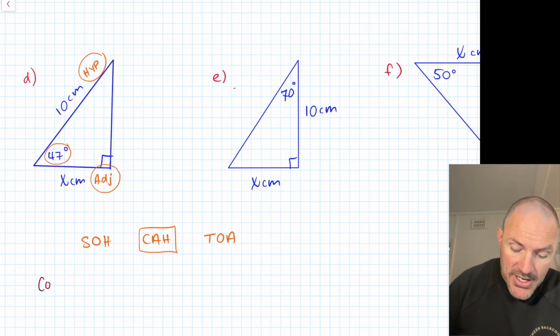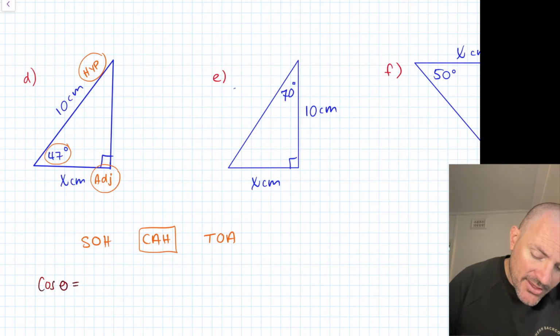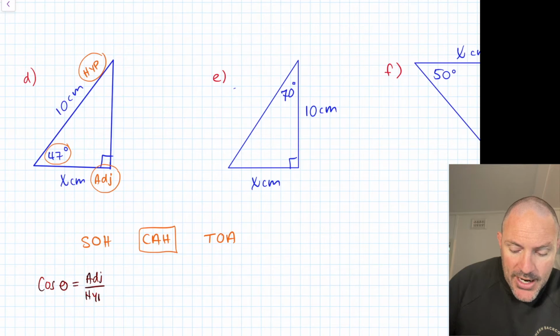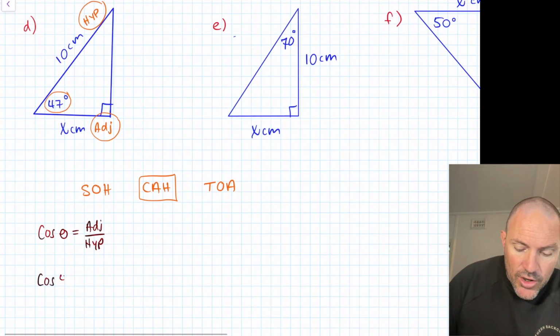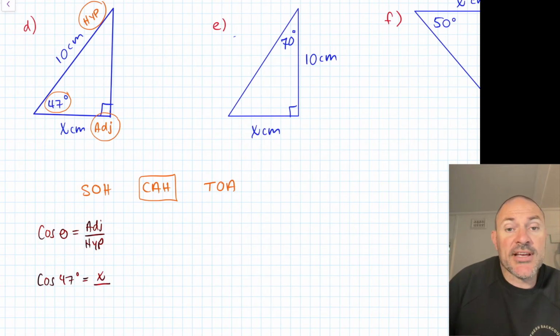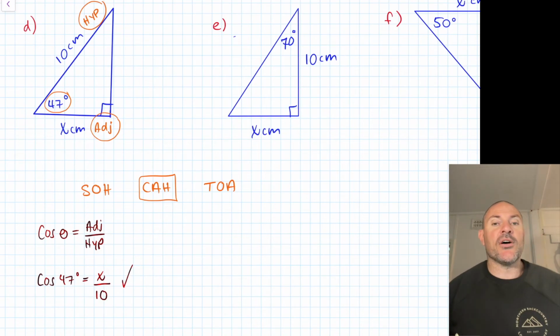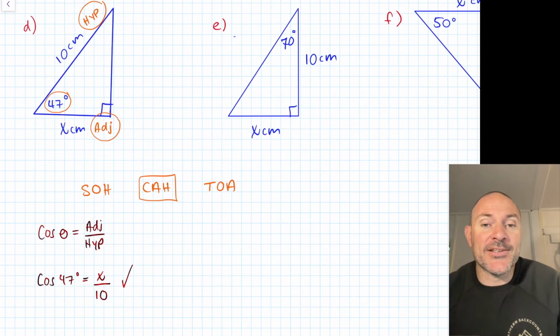That means cos. So that's my cos theta equals my A, which is my adjacent, over my H, which is my hypotenuse. And I'm going to write straight down: cos 47 degrees equals my adjacent, which is X, over my hypotenuse, which is 10. And that's all I want to do. Nothing more. Perfect. What about the next one?